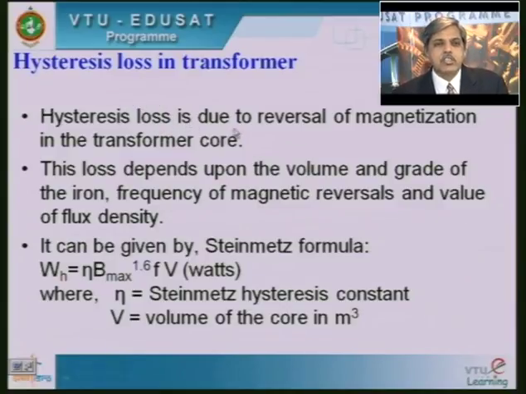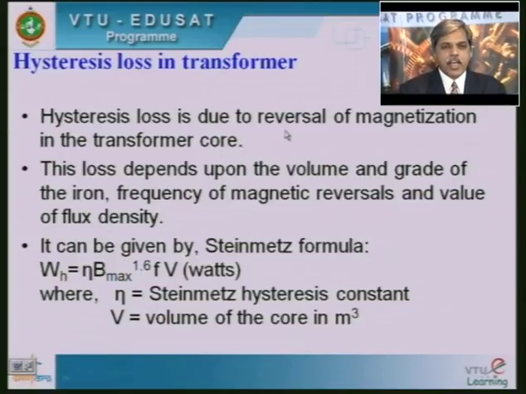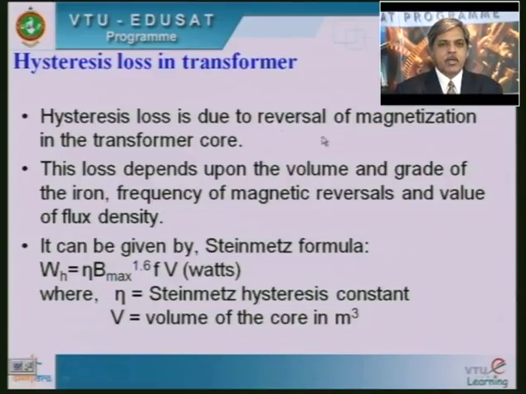Now, this hysteresis loss is due to the reversals of magnetization in the transformer core. This reversal of magnetization is a must for us, otherwise there won't be any energy transfer from primary to secondary. Because of this reversal of magnetism only, I am getting a voltage induced in the secondary winding when I connect the primary to the supply. Therefore, if you want to get an output from the transformer, there should be an induced voltage in the secondary. Unless there is a reversal of magnetism in the core, you can't get the voltage induced in the secondary. Therefore, this reversal of magnetism is very important in the transformer.